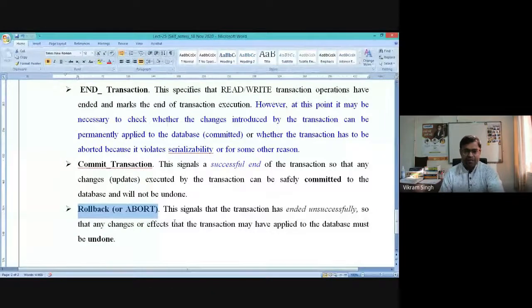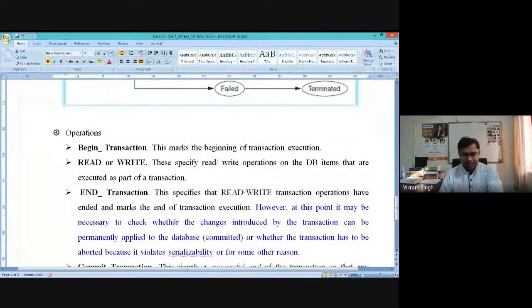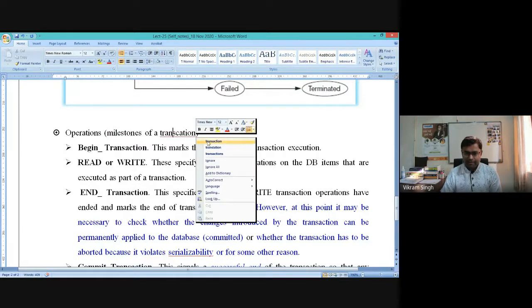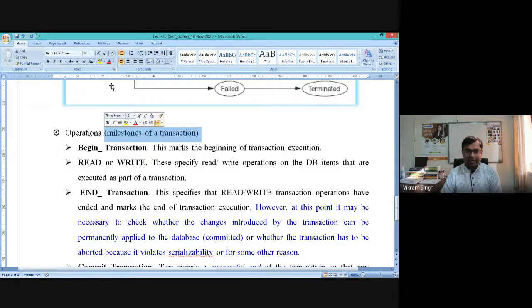So these are the 5 operations possible. Operations means within our transaction, these are the possible information available. These are the possible, you can say, in our lives, because we have different milestones. You can refer to them as milestones of a transaction, something like that for a better reference. So these are the 5 milestones we have in our transaction.